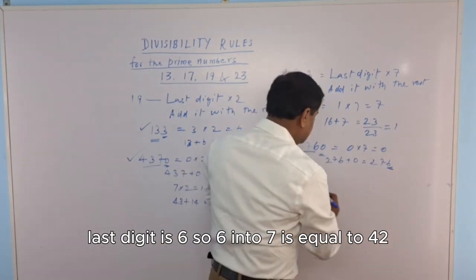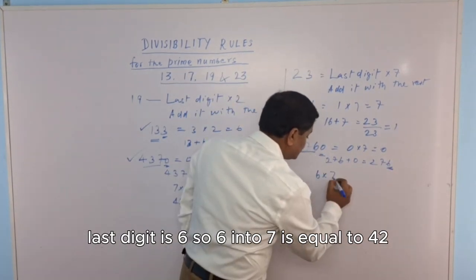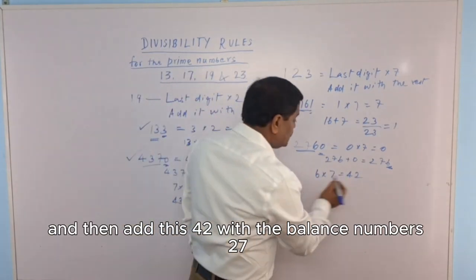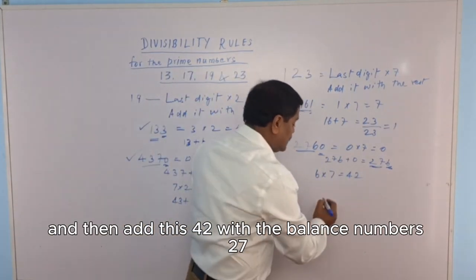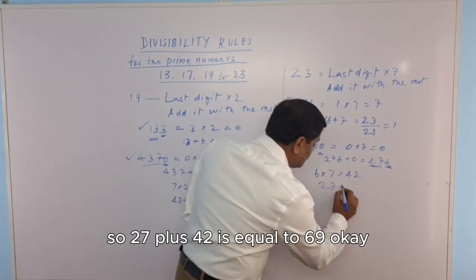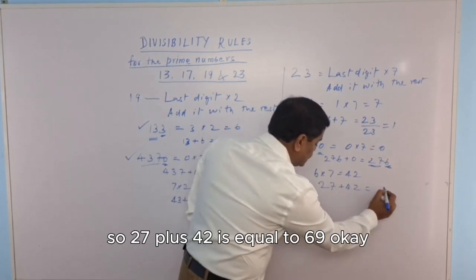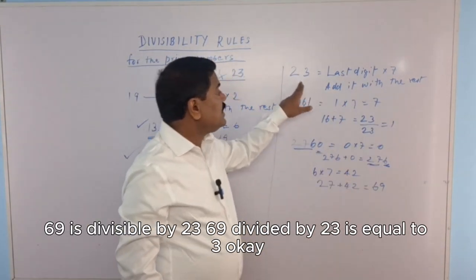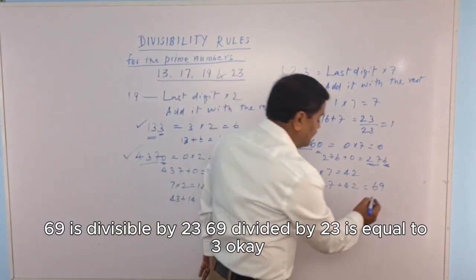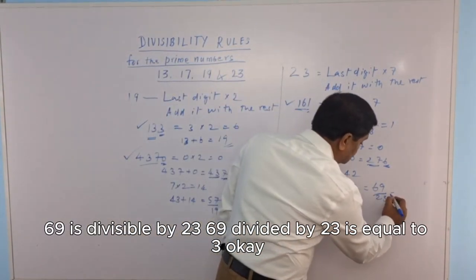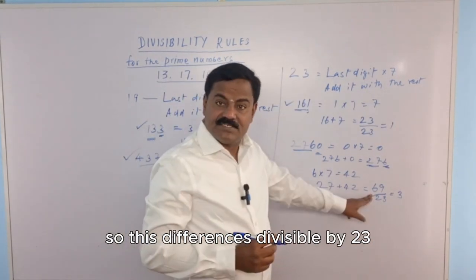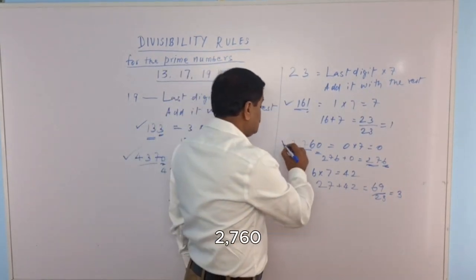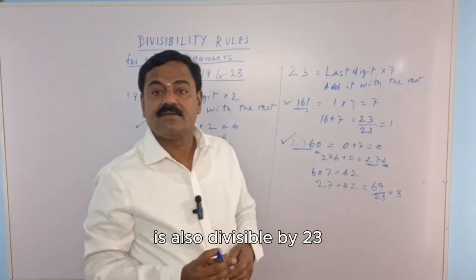Last digit is 6. So 6 into 7 is equal to 42. And then add this 42 with the balance numbers 27. So 27 plus 42 is equal to 69. Okay, 69 is divisible by 23. 69 divided by 23 is equal to 3. So this difference is divisible by 23. The given number 2760 is also divisible by 23.